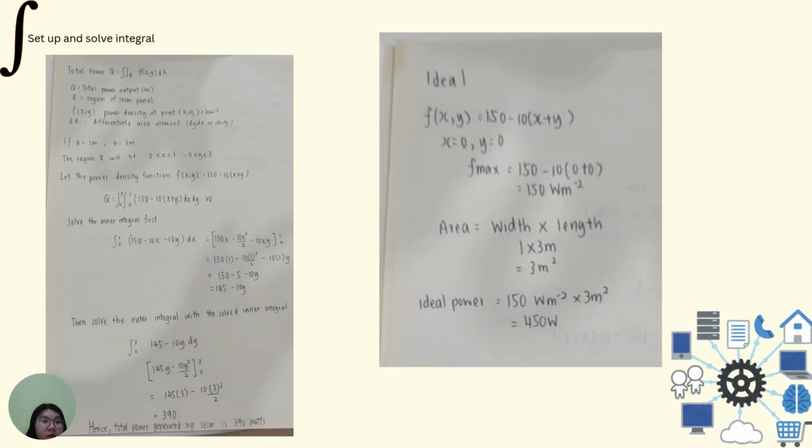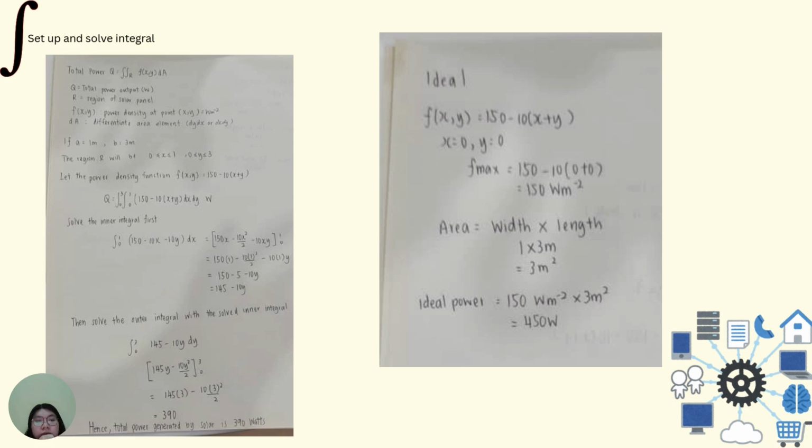In the calculation, firstly I write Q equals the double integral of f(x,y) dA. Since I put A equals 1 and B equals 3 m, the limits of x and y can be found. So the equation is the integral from 0 to 3 and 0 to 1 of 150 minus 10x minus 10y dx dy, with watts as the unit. We solve the inner integral first, so we get 150 minus 10x minus 10y dx, which equals 145 minus 10y. After that, we use this equation to solve the outer integral. So the final answer will be 390 watts.